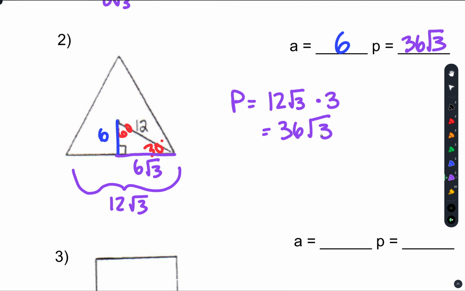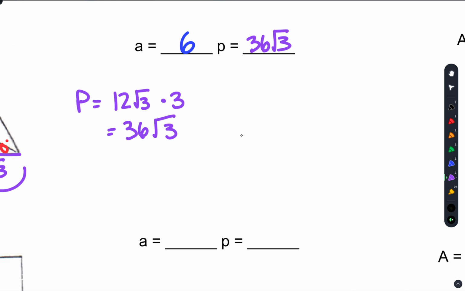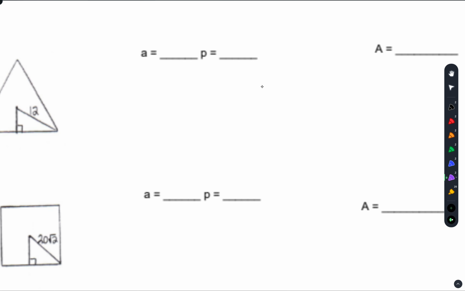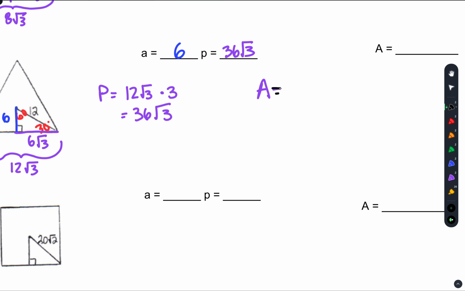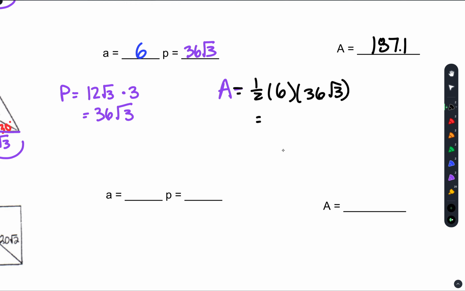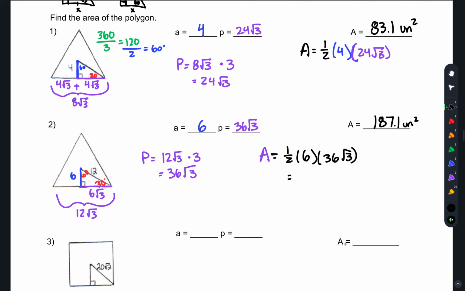Everybody cool with that? Okay. Plug it all in together. Area equals 1/2 times 6 times 36 radical 3, which gives me, what did I write? 187.1 units squared. Any questions so far? We're going to move on to a different shape.